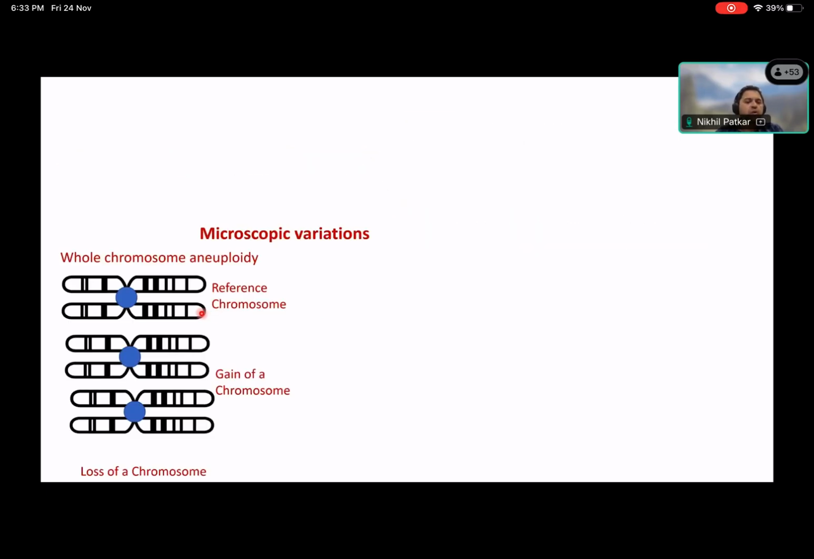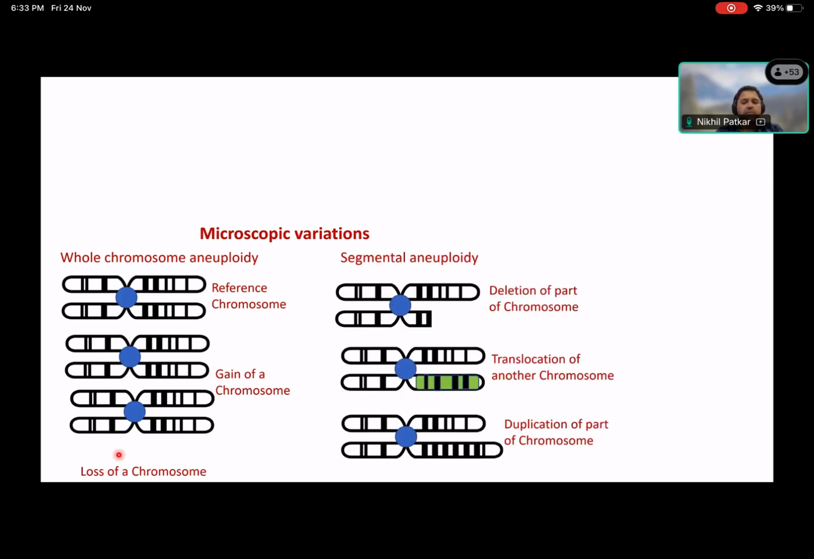This is an example of a whole chromosome aneuploidy, for example, trisomy 21, where there is a gain of a particular chromosome. Similarly, a loss of a particular chromosome can take place as well. These are examples which are seen through chromosome studies. Similarly, you have segmental aneuploidies, where you have deletion of part of a chromosome, translocation of part of another chromosome, or duplication of part of a chromosome.